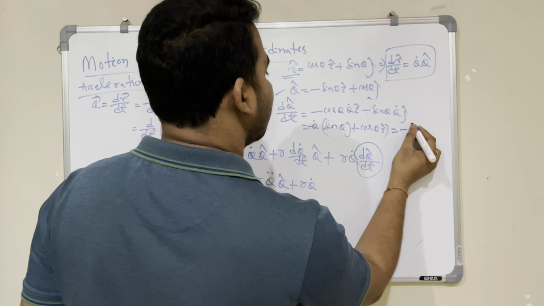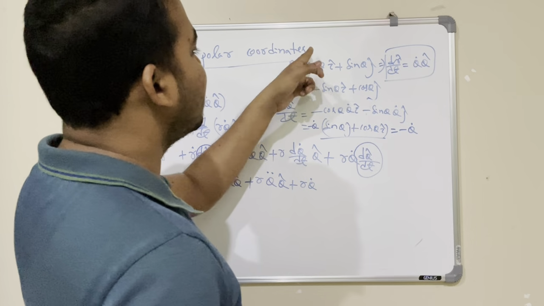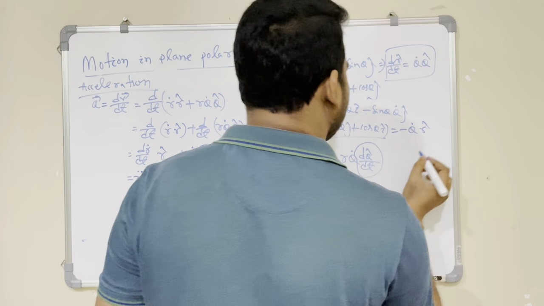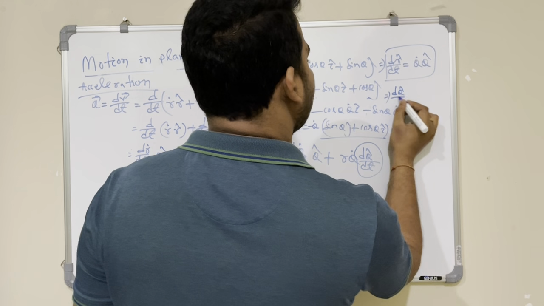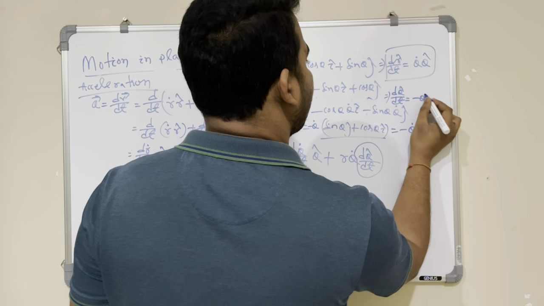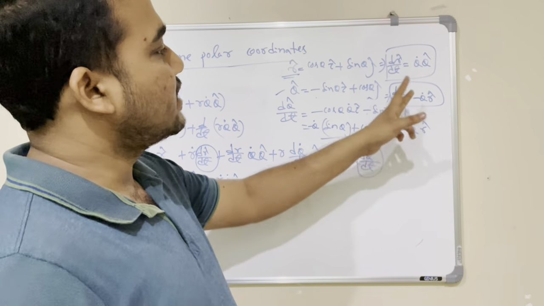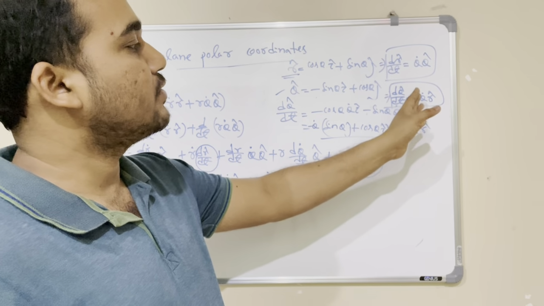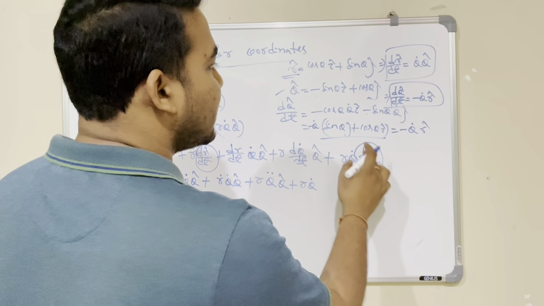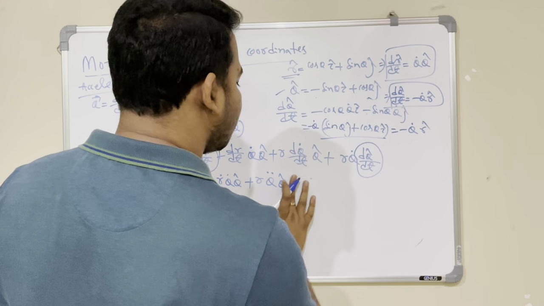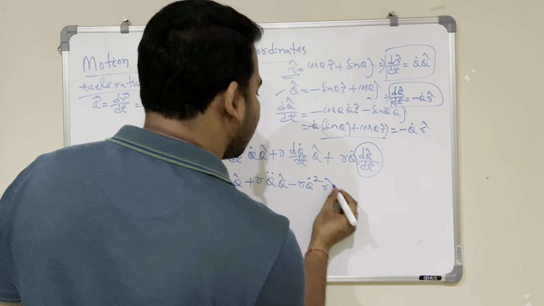So this is equal to minus theta dot, this cos theta i cap plus sin theta j cap is r cap, so this is minus theta dot r cap. So we found that d theta cap by dt equals minus theta dot r cap. Okay, so clear? So in place of d theta cap by dt, we'll write minus theta dot r cap, so this will be equal to minus r theta dot square r cap.